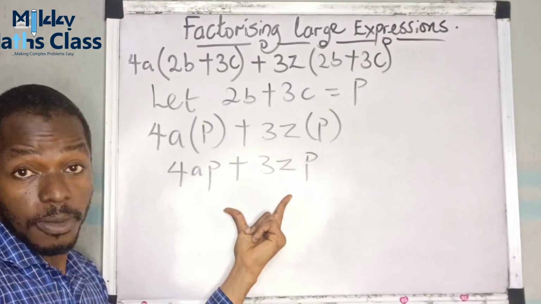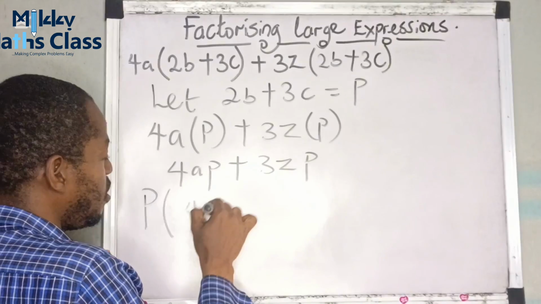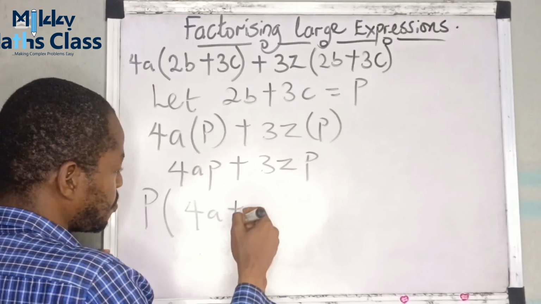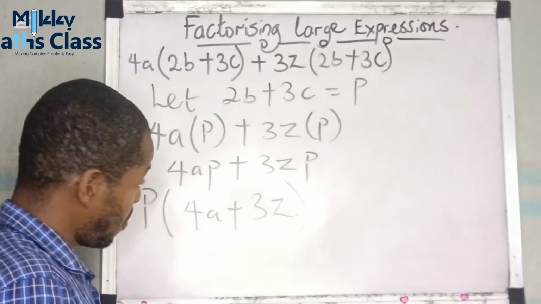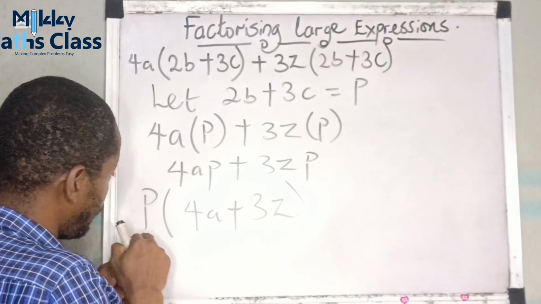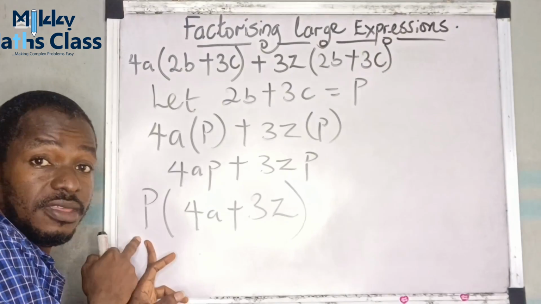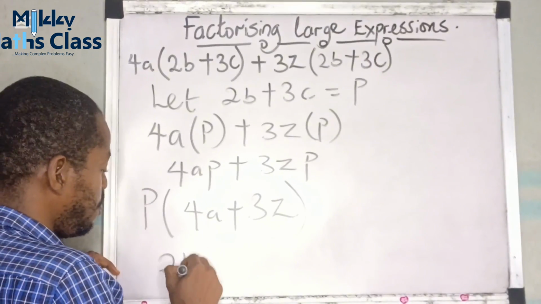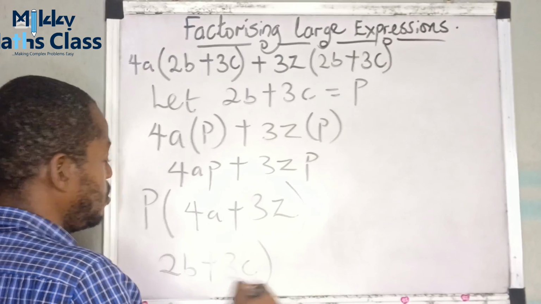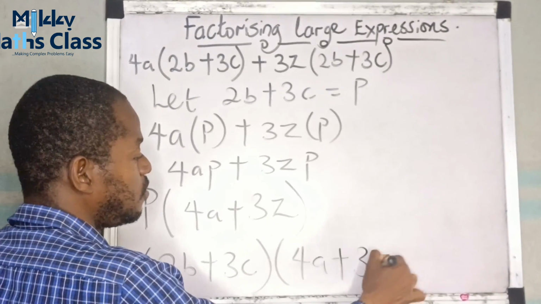Now, what is common between them? P. So bring it out. So this is p into bracket 4a plus 3z. Now, we are pretty much done. Replace the value of p. Since you said let p be this, replace the value of p with 2b plus 3c. So the answer will be 2b plus 3c into bracket 4a plus 3z.